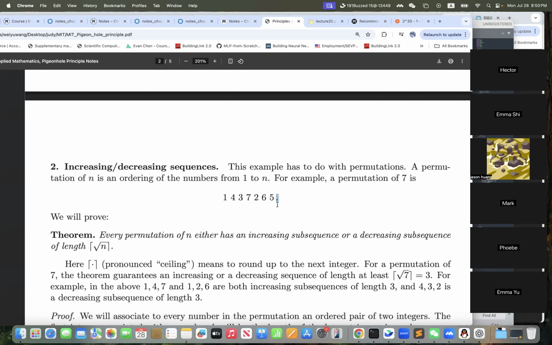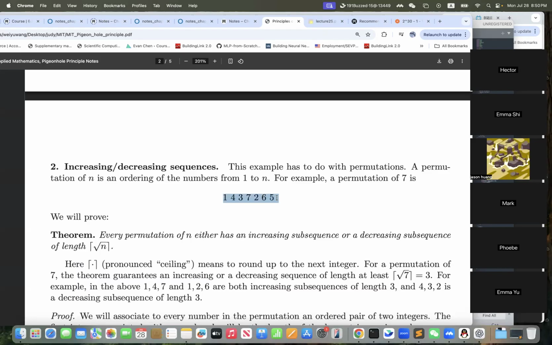1, 2, 5. Yeah, that's valid. So 1, 2, 5. You keep the original order, so it's a subsequence, and it's also increasing. Cool. Maybe Amayu, can you give another increasing subsequence?